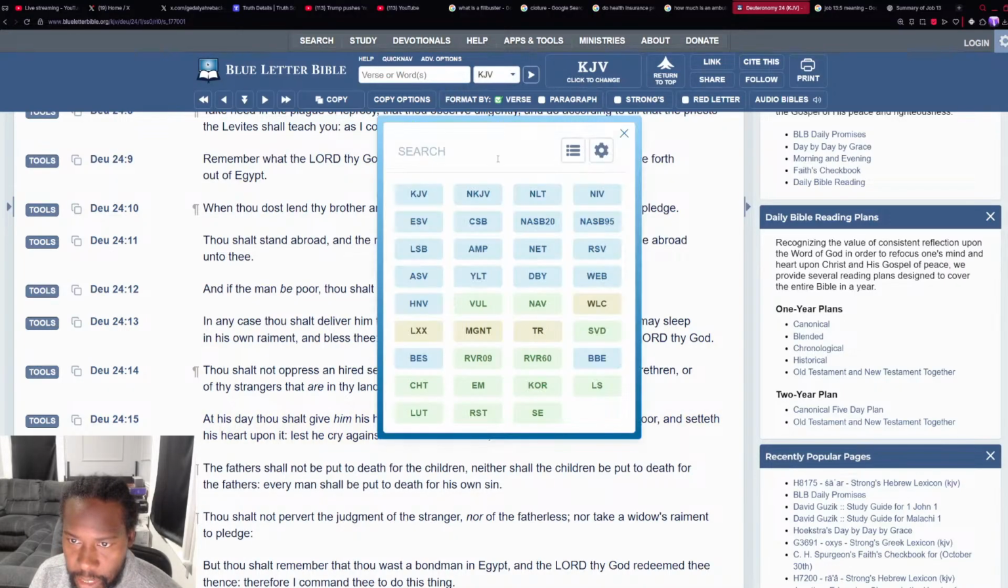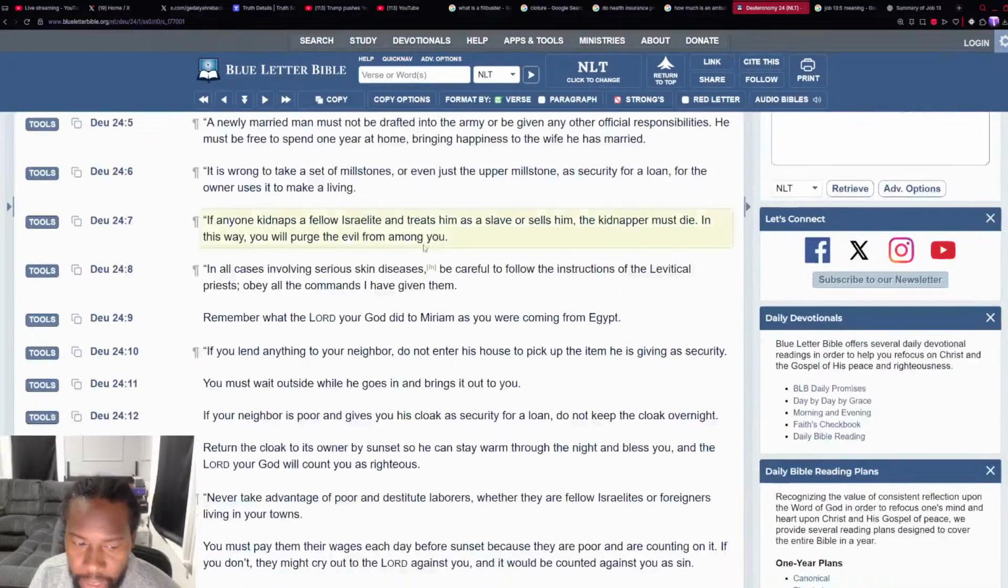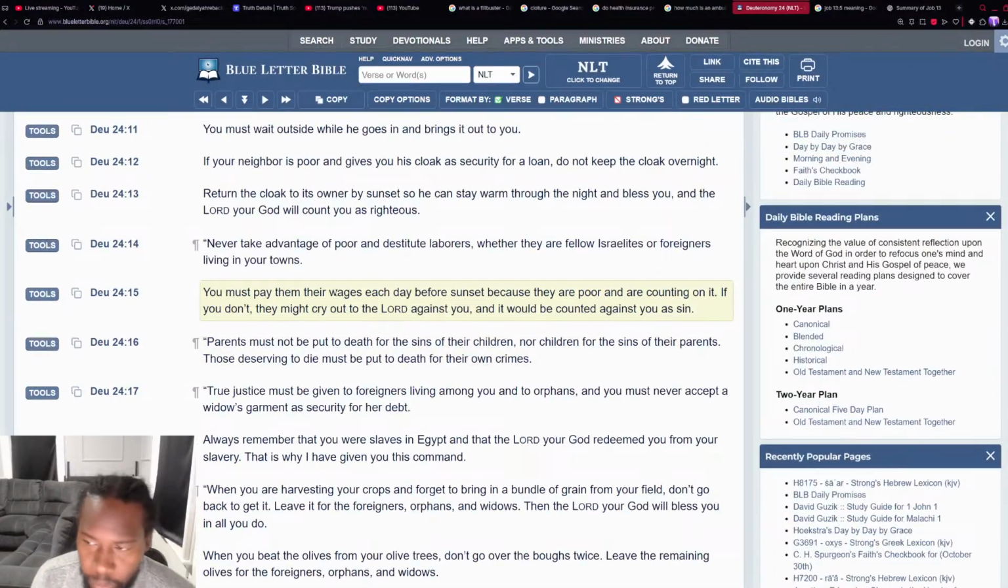Okay, let's get this in the NLT. All right, so you're supposed to pay them at the end of the day. So this is another reason why, another law that Esau breaks, claiming to be righteous. You're far from it, Esau.